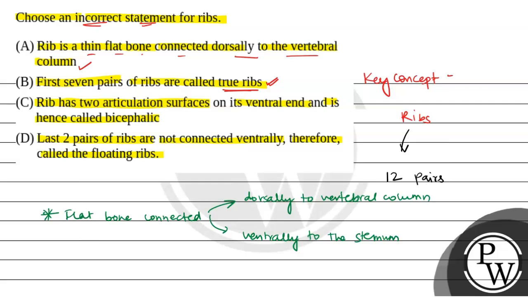Third, rib has 2 articulation surfaces on its ventral end and is hence called the bicephalic. Ventral end में नहीं होता, ये dorsal end में होता है जो vertebral column के साथ articulation में help करता है. So this is wrong. And last, the last 2 pairs of the ribs are not connected ventrally, therefore they are called the floating ribs. This is also right. So the final answer for this question is option C.